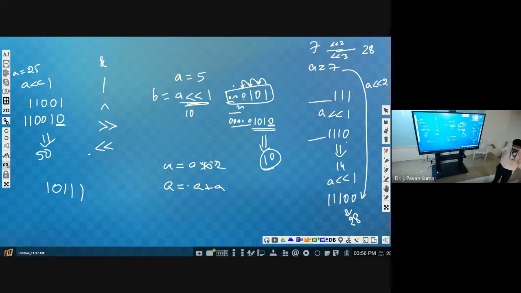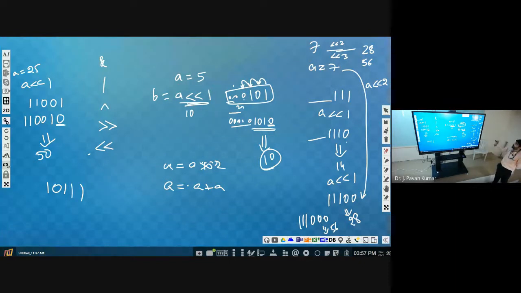If you left shift by 3 positions, 56. Check once. Here we will be getting 1110, so it will be 2 power 0, 1, 2, 3, 4, 5. 2 power 5 is 32. 32 plus 16, 48 plus 8, 56. So 56 will be the answer. Now when we shift 3 times, we will be getting 56.